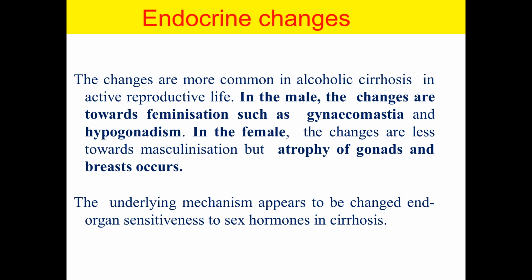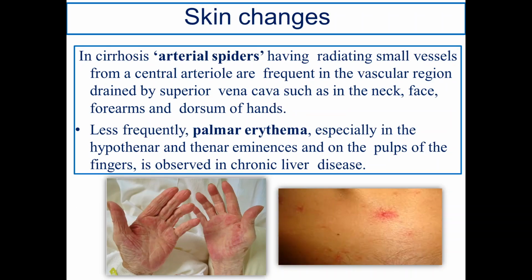Also in liver failure, endocrine changes develop. Changes are more common in alcoholic cirrhosis in active reproductive life. In the male, the changes are towards feminization, such as gynecomastia and hypogonadism. In the female, the changes are less toward masculinization, but atrophy of gonads and breasts occurs. The underlying mechanism appears to be a change in organ sensitiveness to sex hormones in cirrhosis.